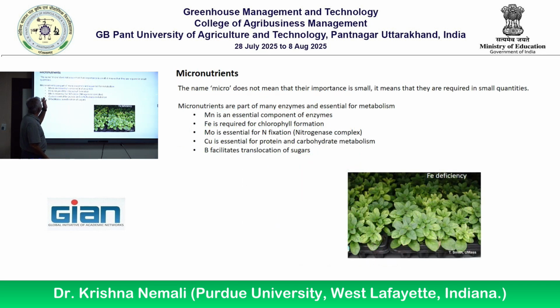This is the micronutrients, and I'm going to keep micronutrients small, but the most important micronutrient is iron. But there are also other micronutrients: manganese is essential for enzymes, iron for chlorophyll, molybdenum is required for nitrogen fixation in biological nitrogen fixation, copper for proteins, and boron for translocation of sugars.